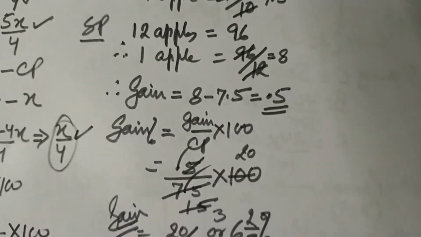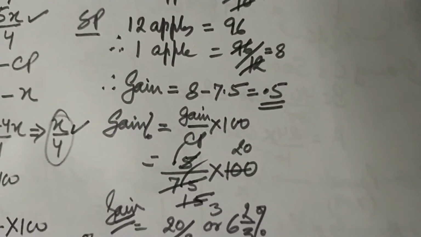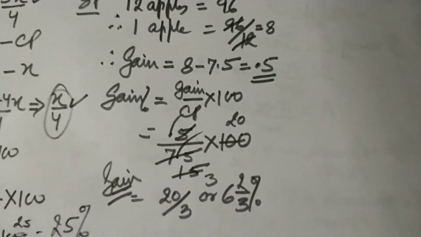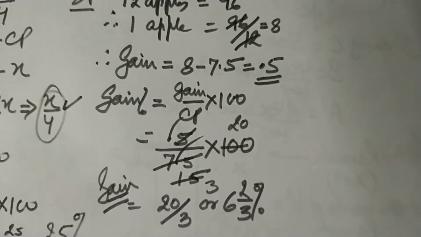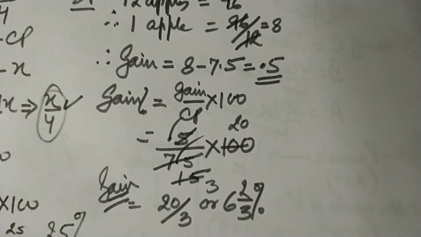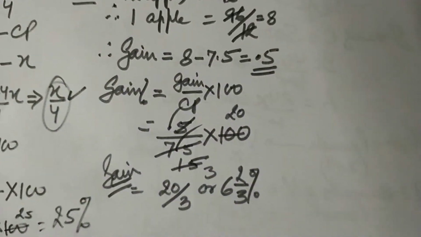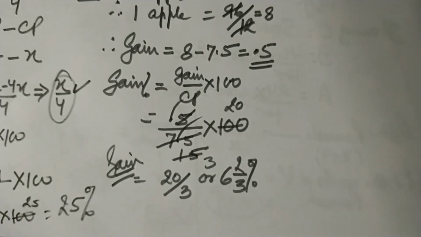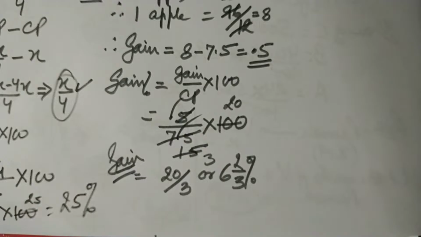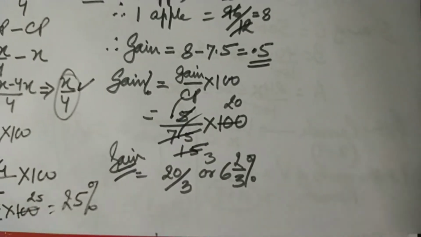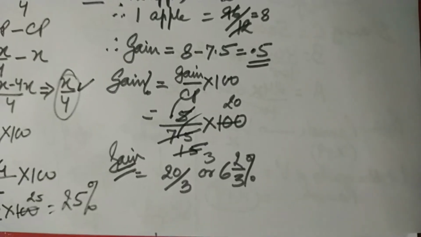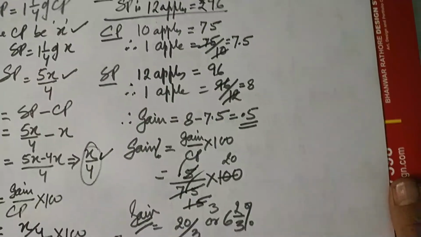Then you will find the gain percent. So gain percent is equal to gain upon CP into 100, which becomes 5 upon 7.5 into 100. Therefore, gain percent is equal to 6 2 upon 3%. So you can leave the answer as 20 upon 3, but since it is a big number, you can write the answer in mixed fraction. So question 3 is done.